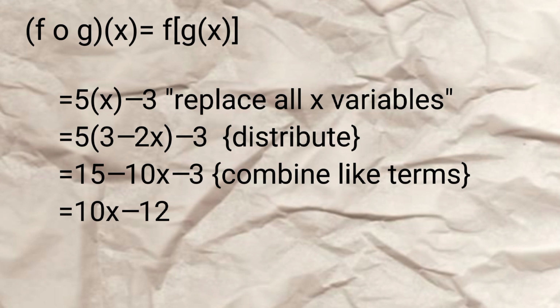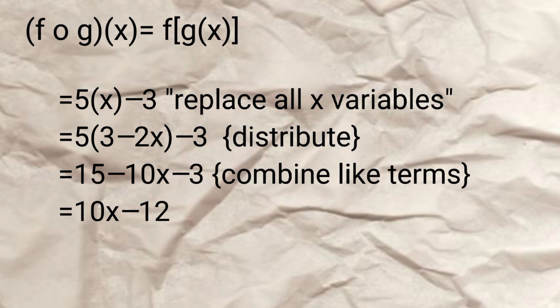After that, we will distribute. You can observe the number 5 is the number found next to the substituted x variable. Therefore, the operation of distribution will apply. So now, the equation will turn to 15 minus 10x minus 3. Is this the final answer? No, we will still have to combine like terms.